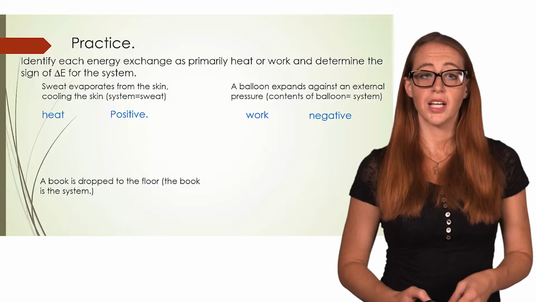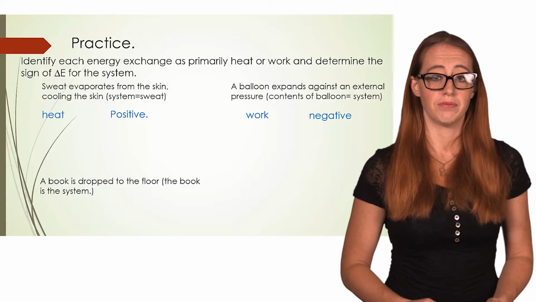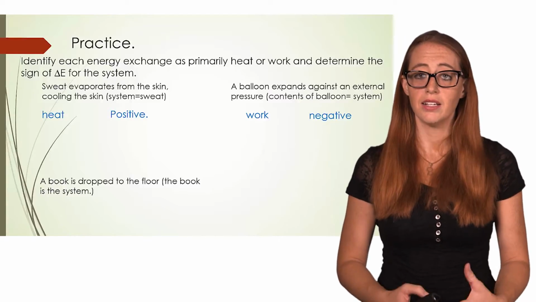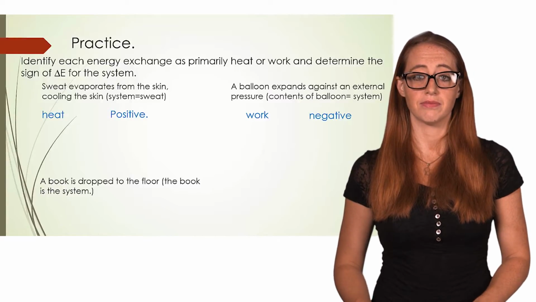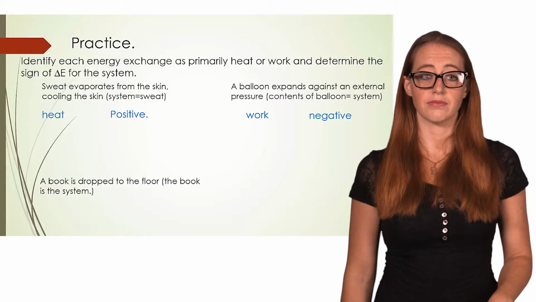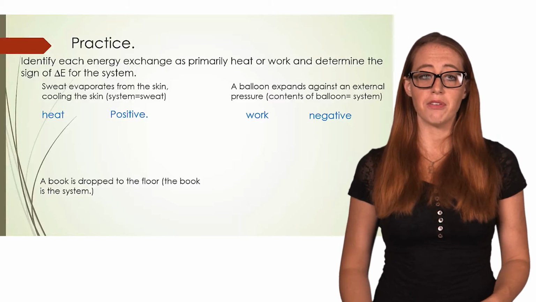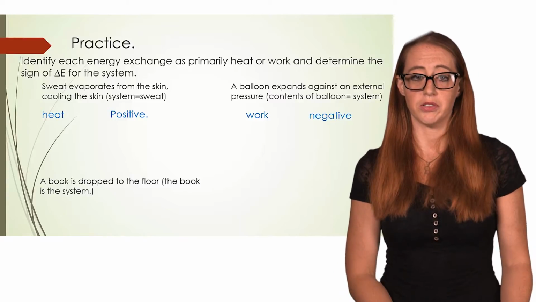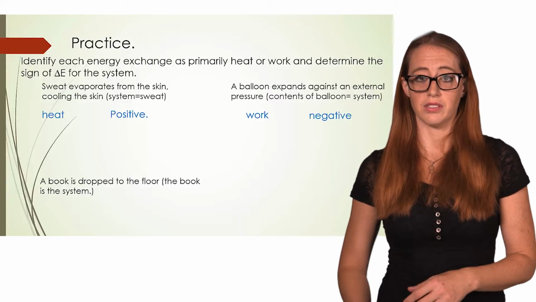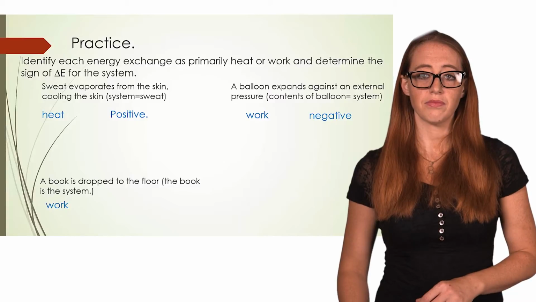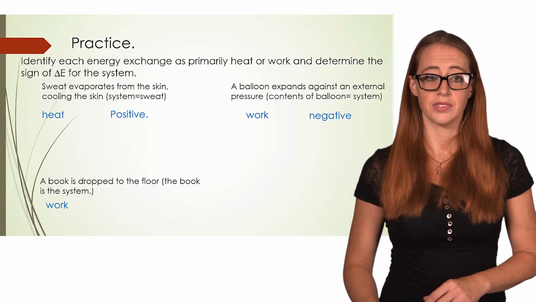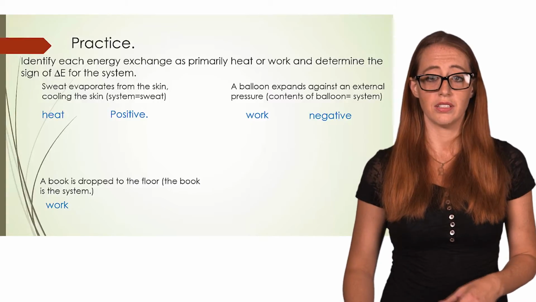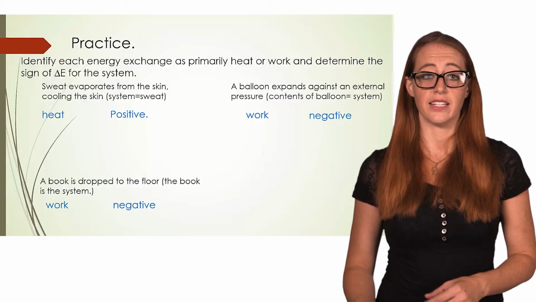Let's do one more. A book is dropped to the floor. And here I tell you that the book is the system. So take a second before moving on and see what you think about this one. In this case, we have the book falling to the floor. So it's a force acting over a distance. In this case, the force is gravity, and it's work. As the book falls to the ground, it loses energy, and so it is a negative delta E.